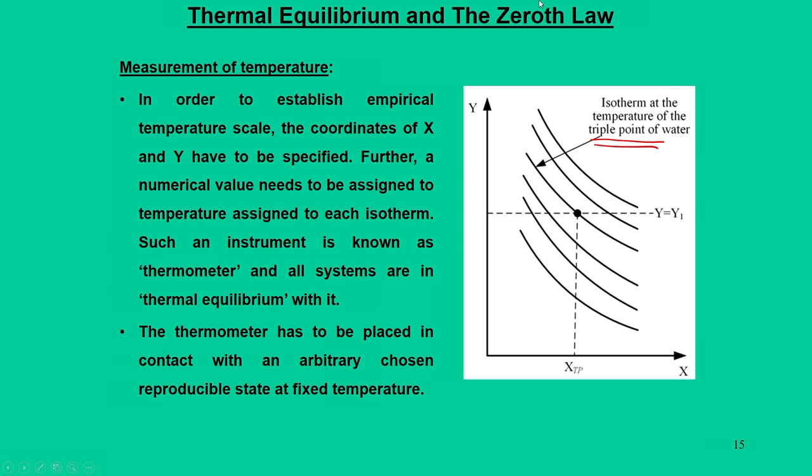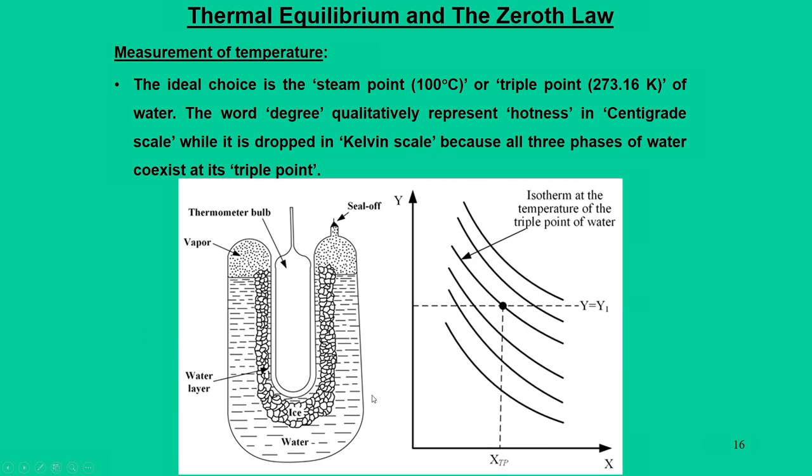Now, in the same x-y plot, where x and y are the two independent properties involving Newton's law, or it can be pressure and volume, based on that we can locate one particular temperature on this entire set of isotherms, which we can say is nothing but the triple point of water. And for this triple point of water, we can define the set of coordinates as x_tp and y_tp, and that is chosen as the reproducible state at a fixed temperature.